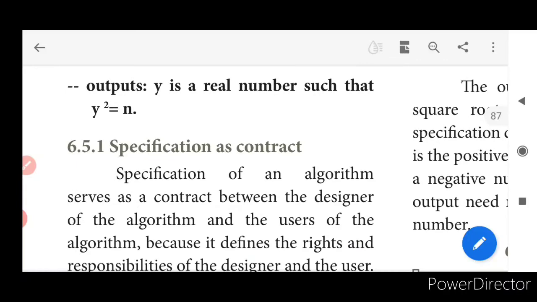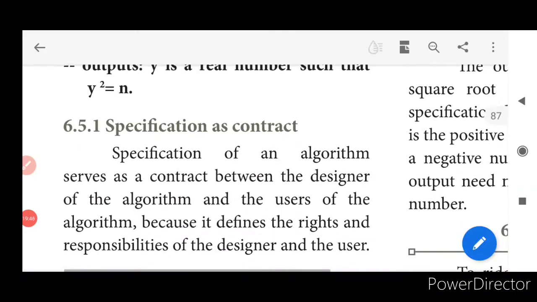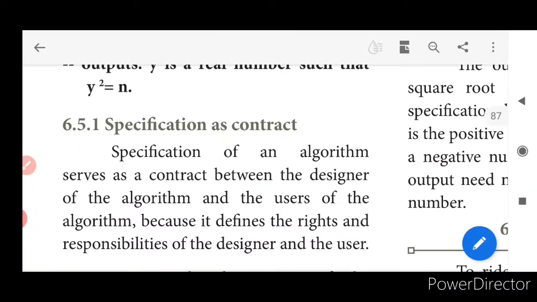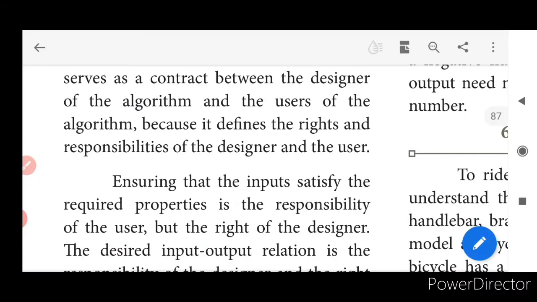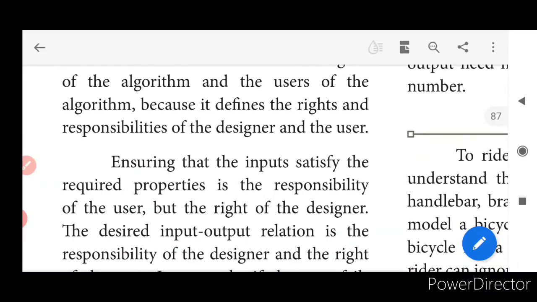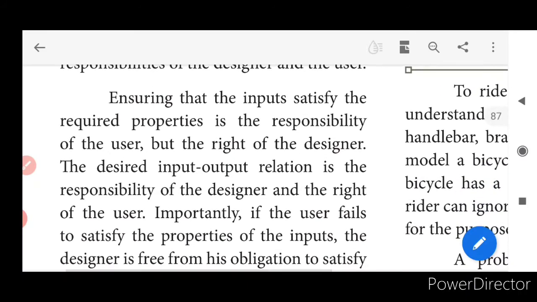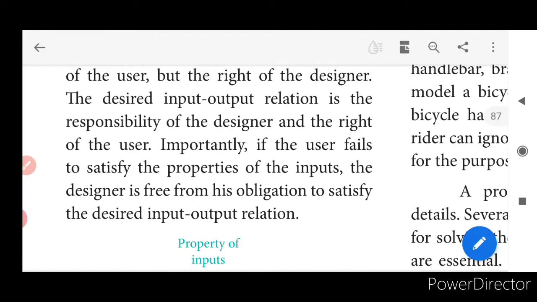Now comes specification as contract. The specification of an algorithm serves as a contract between the designer of the algorithm and the users of the algorithm, because it defines the rights and responsibilities of the user and the designer. Ensuring that the input satisfies the required properties is the responsibility of the user, but the right of the designer. The desired input-output relation is the responsibility of the designer and the right of the user. Importantly, if the user fails to satisfy the properties of the input, the designer is free from the obligation to satisfy the desired input-output relation.